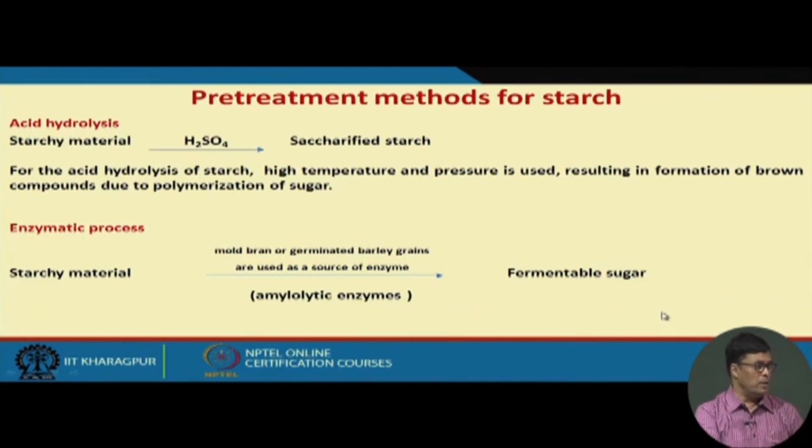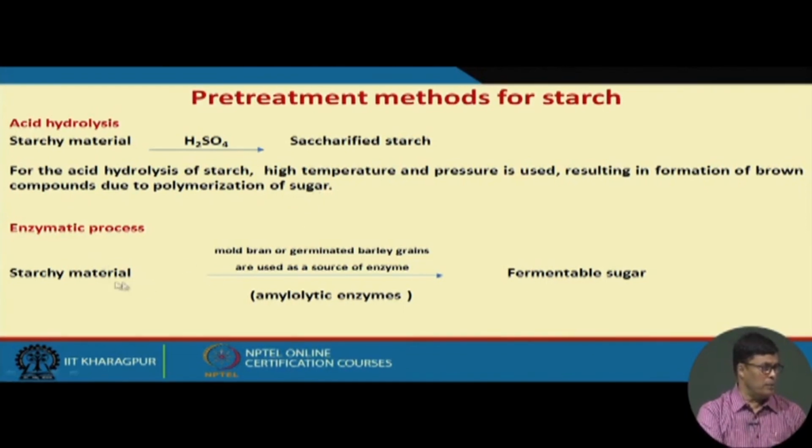Now it can be explained in this way, that starch can be chemically pretreated with H2SO4. When hydrolyzed in the presence of acid, we could get the saccharide from starch. The acid hydrolysis of starch takes place at a high temperature and pressure, which results in the formation of brown compounds due to polymerization of sugar.